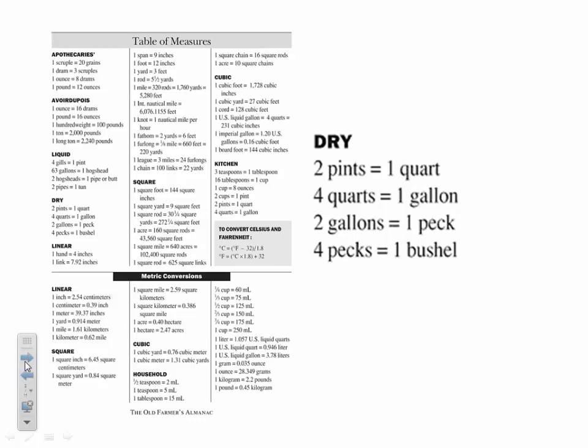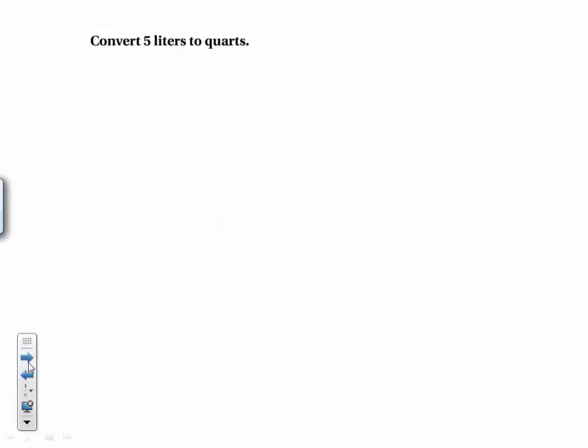Throughout this video, I'm going to give you the conversion ratios that you need to know, but when you get to class, you'll need to look in the back of your book. You don't have to memorize them all, but I also can't give them all to you. For the first example, I'm going to show you two different ways you can convert between these systems.